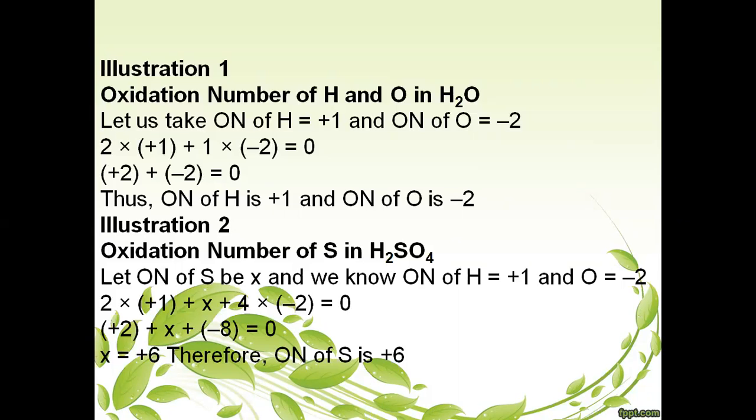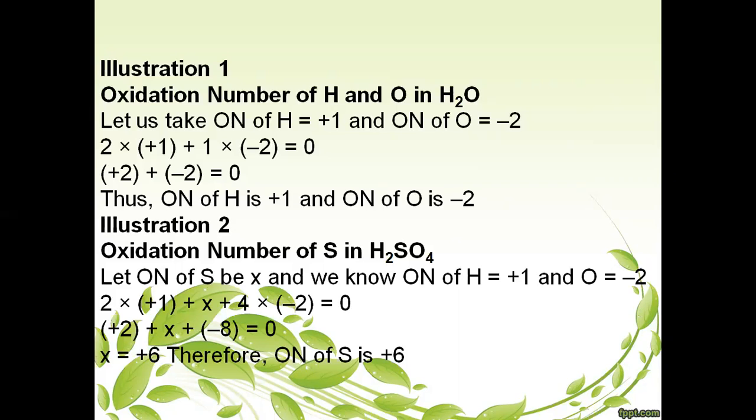Okay, so 2 into 1, that is 2, plus sulfur, that is x, plus 4 into -2, that is -8. So -8 plus 2 equals -6. So x -6, but it goes to the right side, so the negative is changed to plus. So x equals +6. So the oxidation number of sulfur is +6.